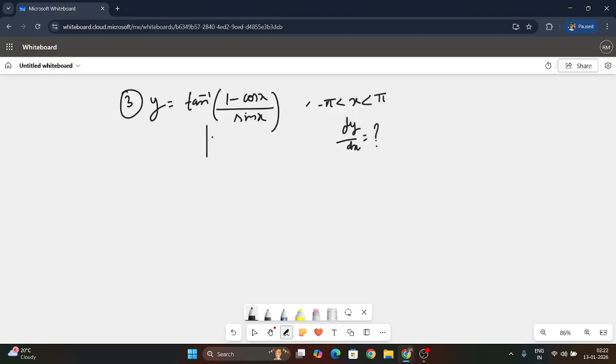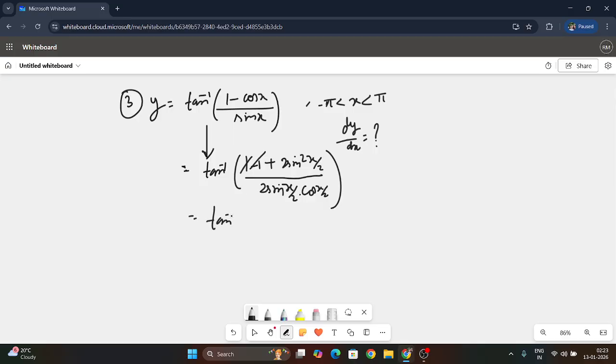So it is going to be what? Let's solve it first. When you solve it, you will get tan inverse of (1 minus 1 plus 2 sine square x by 2), and these two get cancelled. The denominator is going to be 2 sine x by 2 into cos x by 2. So in tan inverse, the 2 gets cancelled, the sine gets cancelled, and sine by cos gives you tan x by 2. Okay, so this is what we are getting.